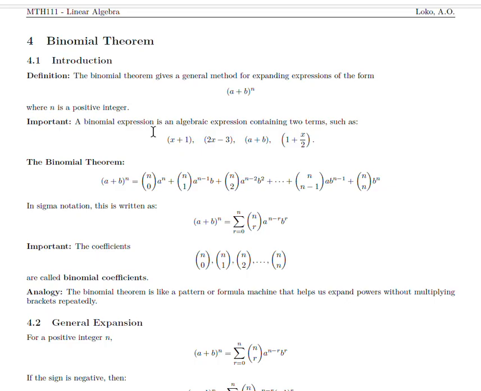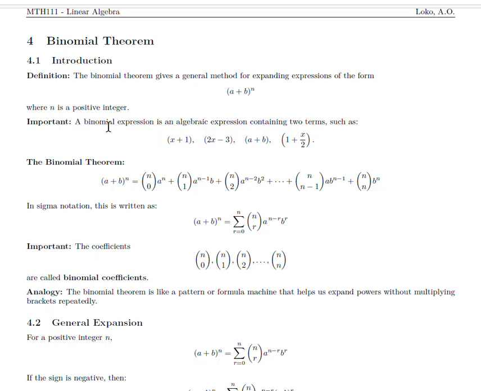Binomial theorem gives a general method for expanding expressions of the form a plus b raised to power n, like we can see on the screen. A plus b standing alone is what we refer to as a binomial, from the word bi, an expression having just two terms. And so everything we'll be discussing on this topic works for only binomials.